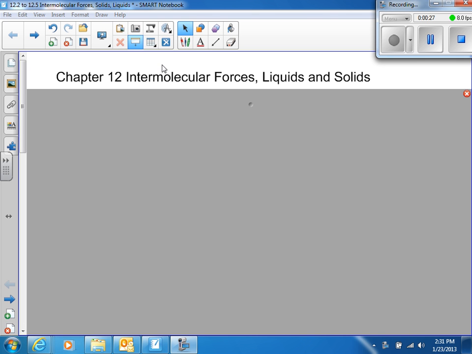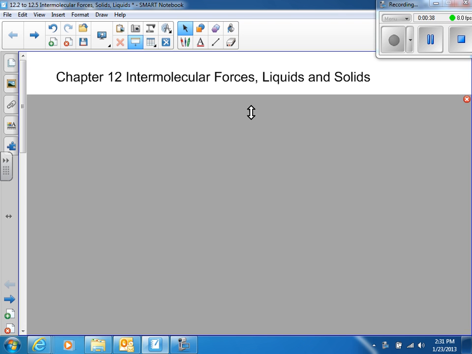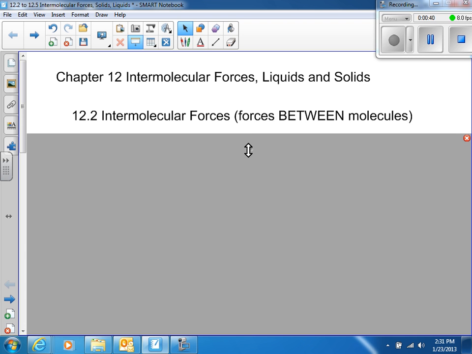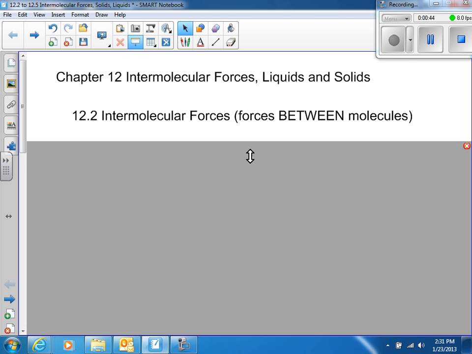So an intramolecular force would be like a covalent bond, whereas intermolecular forces would be forces between two molecules that hold molecules together in the liquid or solid phase. There we go, forces between, not within, molecules.